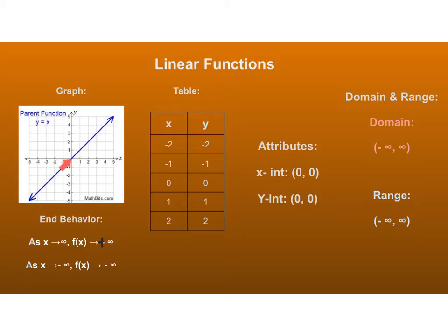Domain and range are super important. Domain is going to go from negative infinity to infinity because it's going to continue forever in both directions. And the same for the range. As x is going to negative infinity, your y value is also going down forever. Remember that we always write domain from left to right, and we always write range from the bottom up. So the lowest value is negative infinity, and the highest value is positive infinity.